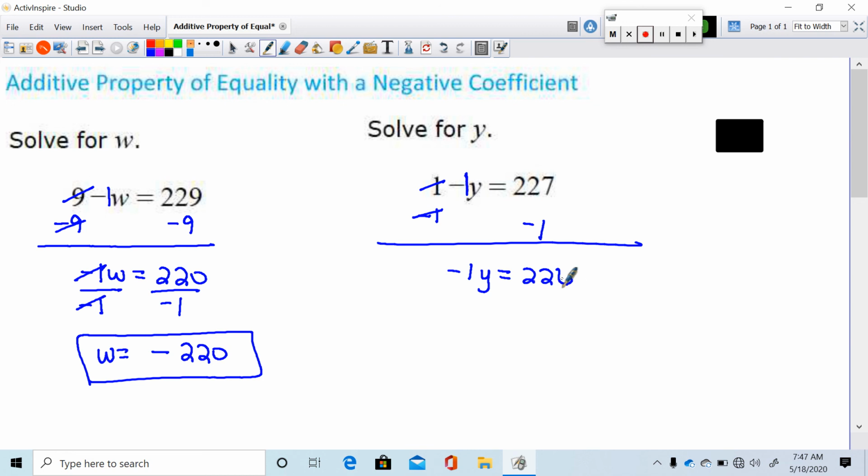226. I'm going to divide both sides by negative 1. Top cancels with bottom. Y equals, the negative doesn't have another negative to cancel it out. So the answer is negative 226 divided by 1 is 226.